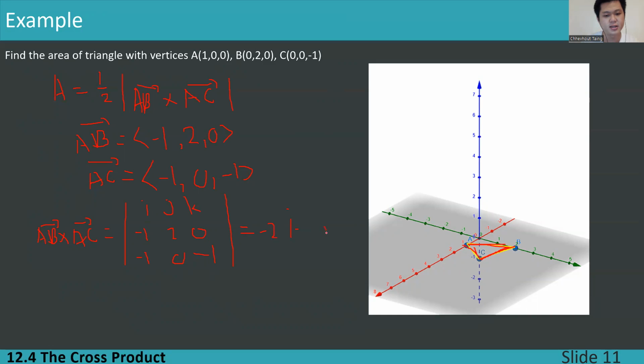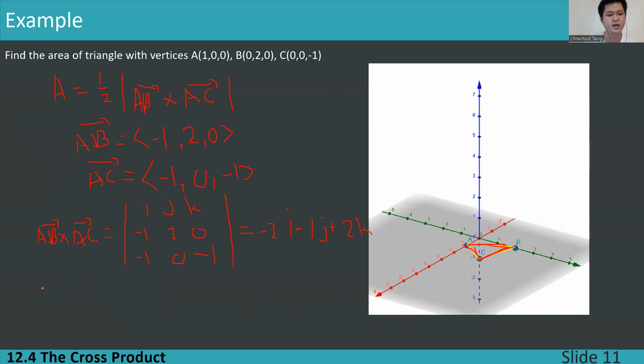For j, you do the same thing. ad minus bc is minus 1 times minus 1, which is 1, minus minus 1 times 0, which is just 0. So it's just 1, so it's minus 1 with the sign. Plus, do the same thing for the first row, third column: minus 1 times 0 is 0, minus minus 1 times 2, which is minus 2, but there's a minus sign, so 2. Okay, so this is AB cross AC.